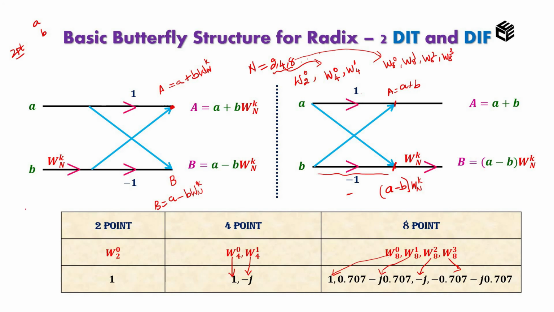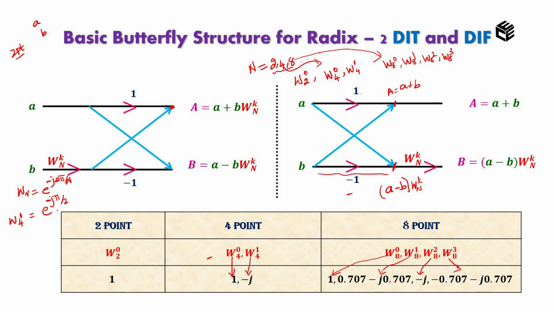How are we getting these values? Wn is nothing but e power minus j 2 pi by N. If I consider W4 power 1, then I can write this as e power minus j pi by 2. Correct?